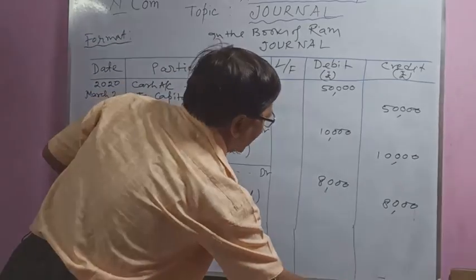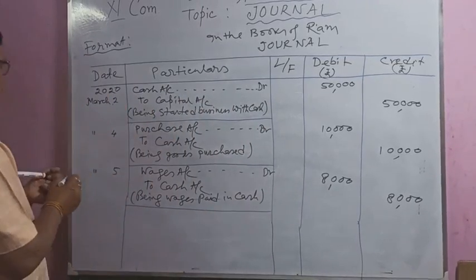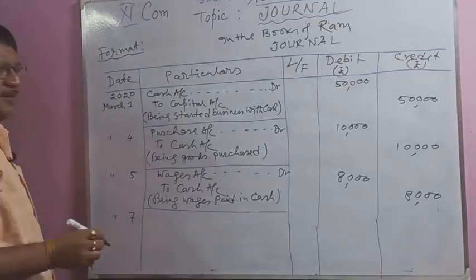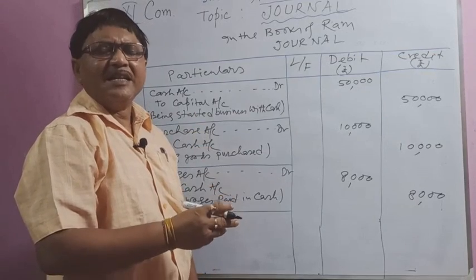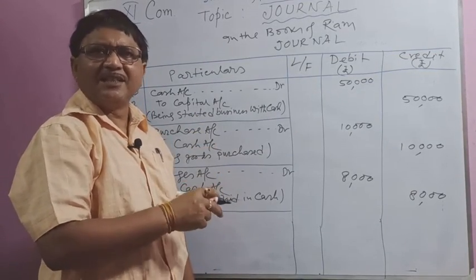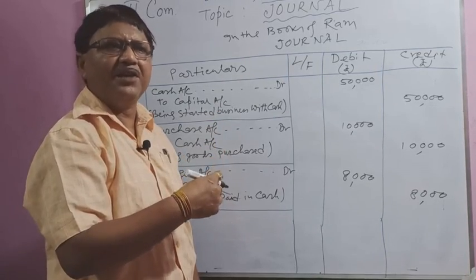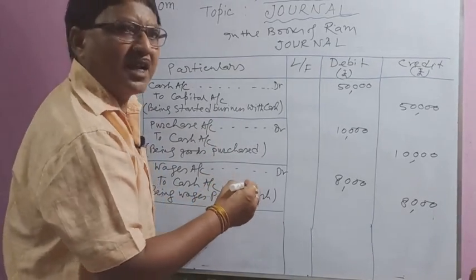Now the last transaction: sold goods for cash rupees 20,000. Say 7th March, sold goods for cash. Two accounts are open, one is cash and the other is sales. Cash is what type of account? A real account. Sales is a nominal account, income or gains. In this case, cash comes in, so debit. Then the journal entry: cash account debit to sales account.